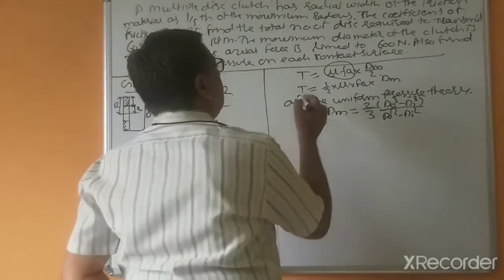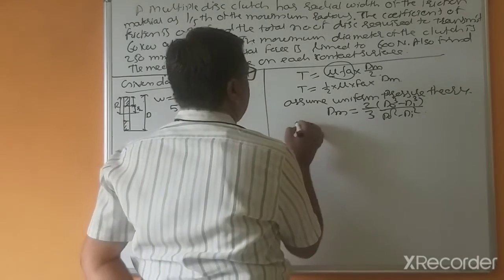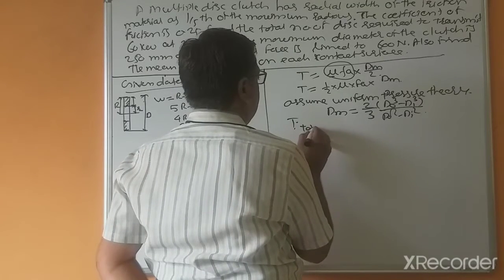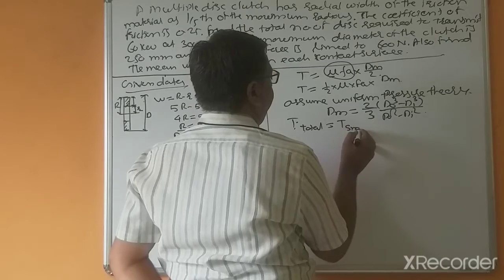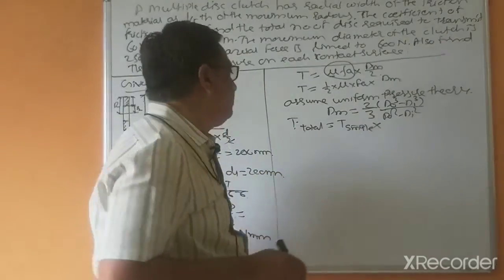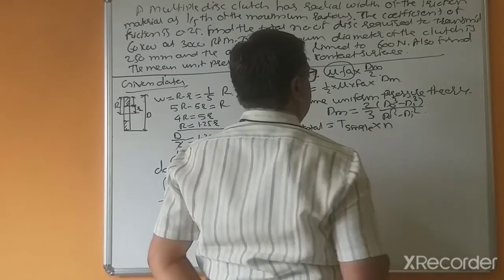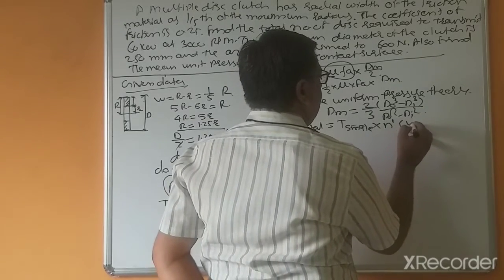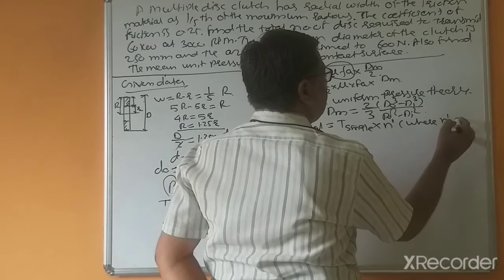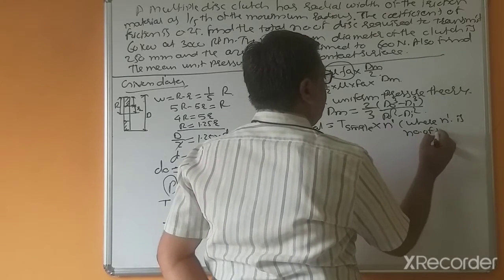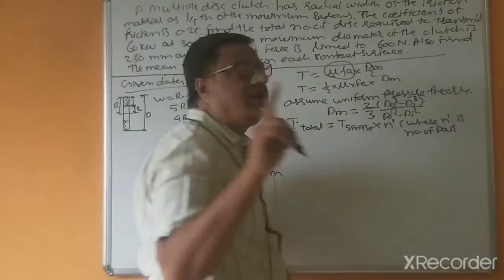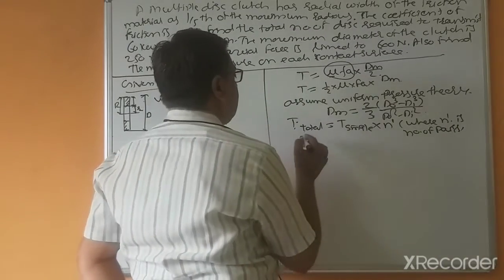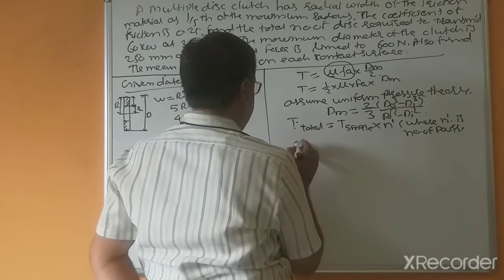Now, this is for single torque, and if this is total torque, single torque or single pair multiplied by the number of pairs n dash, where n dash is the number of pairs. So here in this case number of pair equal to 1. This is single plate clutch, so that's why multiplied by n dash.